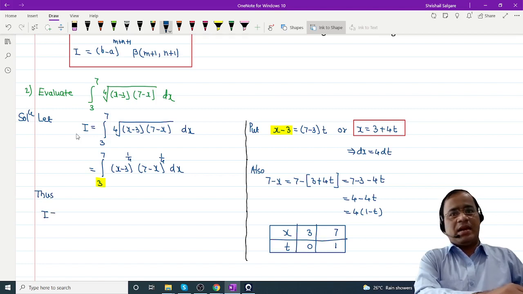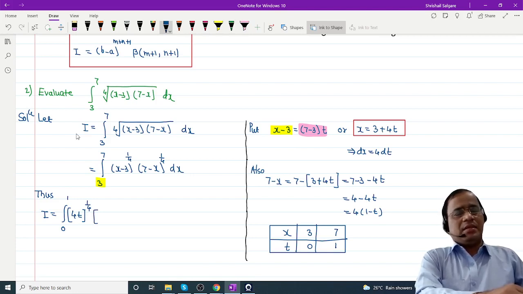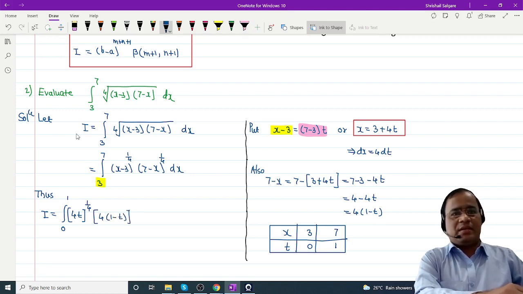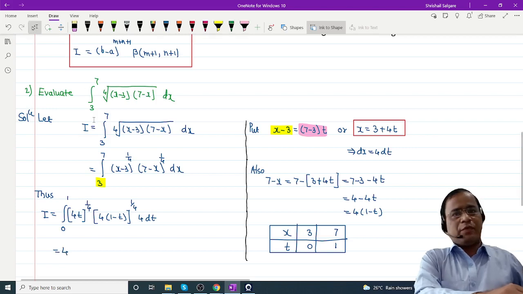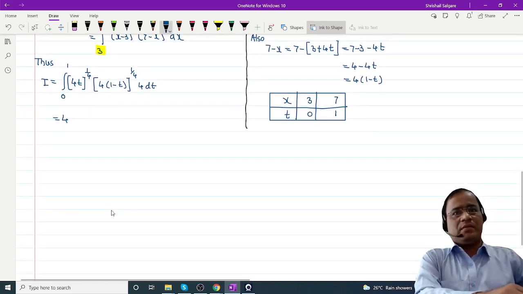that integral I is equal to new limits 0 to 1, x minus 3, that is 4t. Can I write it as 4t? From where I am writing? I will highlight. If you are simplifying this term, x minus 3 is equal to, is it clear? And second one is 7 minus x is 4 into bracket 1 minus t, that whole bracket raised to 1 by 4, and dx is given by 4 times dt. Now from this I will take 4 as common.